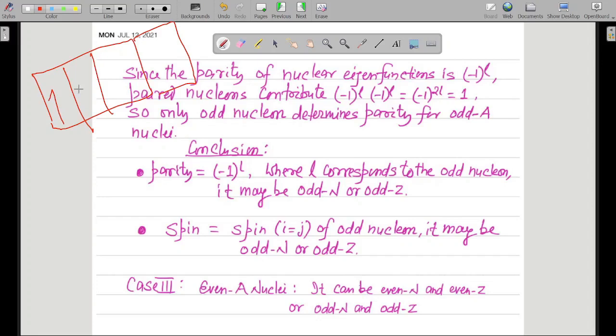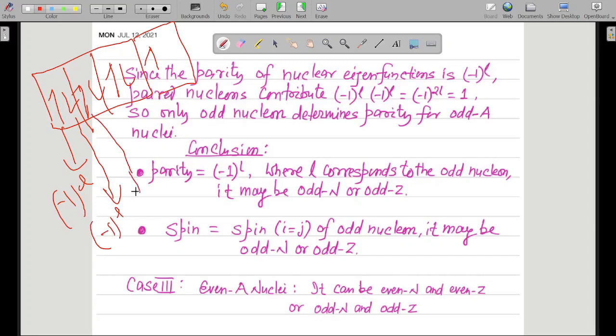Okay, 1, 2, 3, 4, 5, 6 and 7. So what happens? Suppose this has a (-1)^L eigenfunction. Then this has a (-1)^L eigenfunction, this particular nucleon also has a (-1)^L eigenfunction, this one also has (-1)^L, and this particular nucleon similarly has that only.